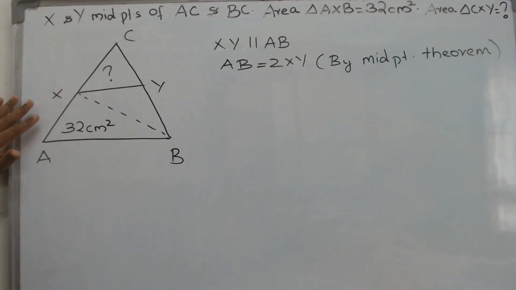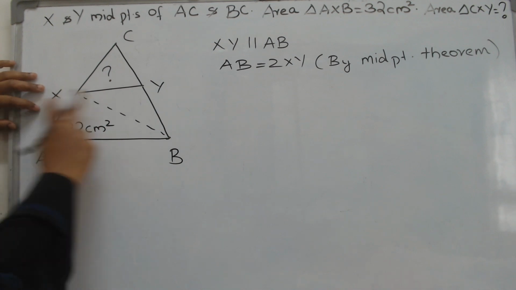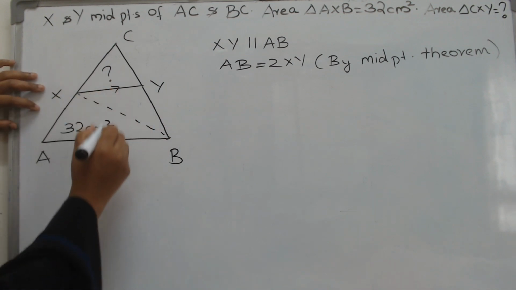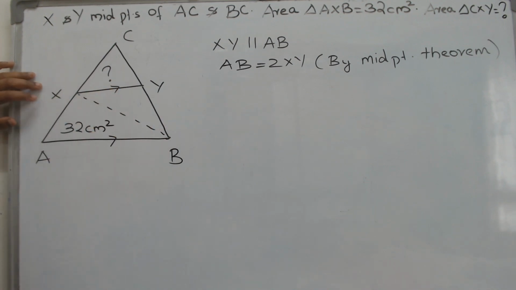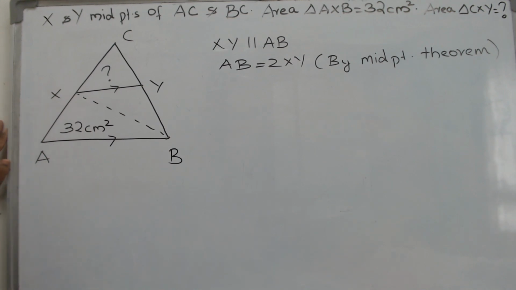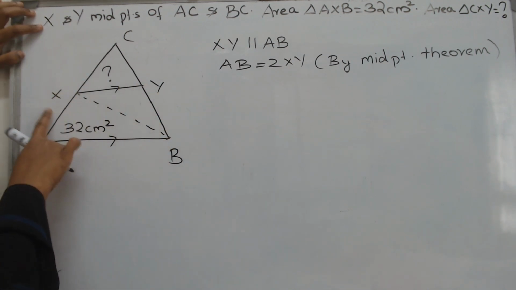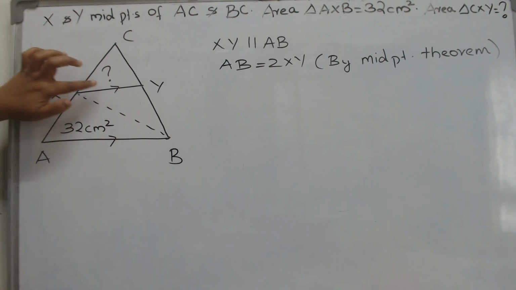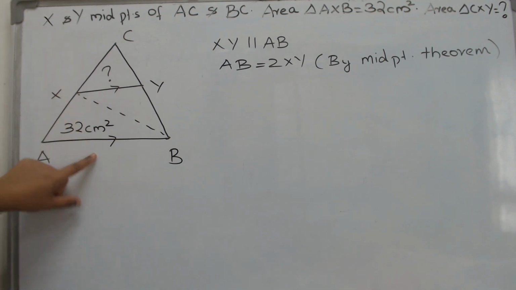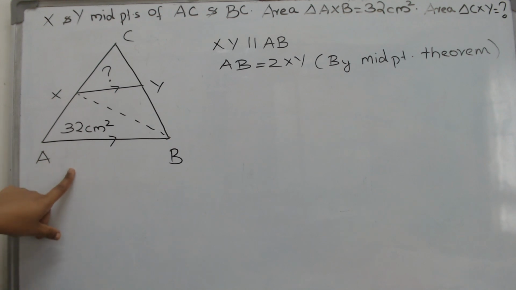That means applying the midpoint theorem, we get XY and AB are parallel. Not only that, XY is half of AB. What does the midpoint theorem actually say? The line joining the midpoints of any two sides of a triangle is parallel to the third side and it is half of the third side.